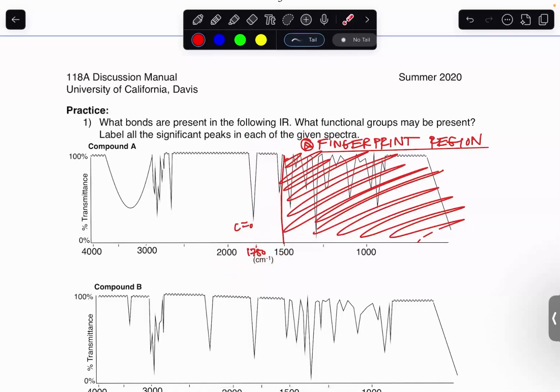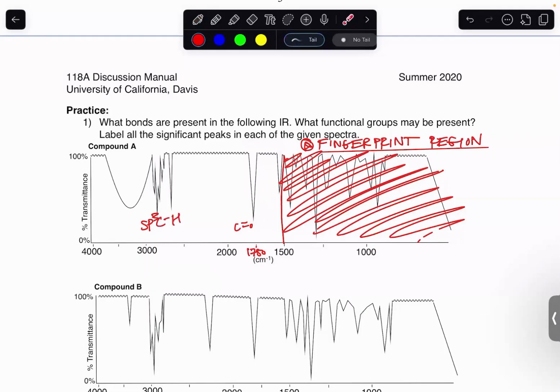Nice. Now, do you guys remember this 3000 peak right here that's kind of jagged? It's the one with the majority of bonds in them, and that's sp3. Yeah, sp3 carbon bonds to hydrogen. Yeah, correct. sp3 carbon to hydrogen. I had a good memory. Yes, that's good.